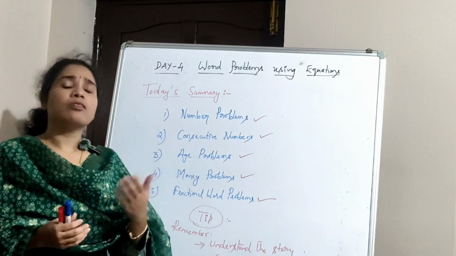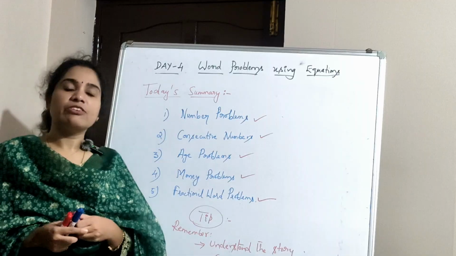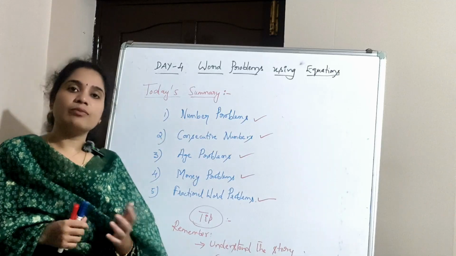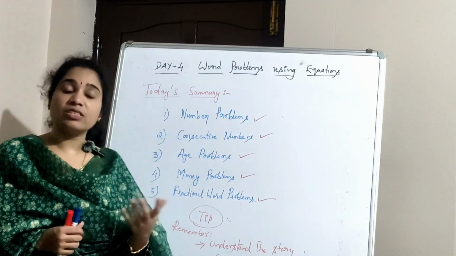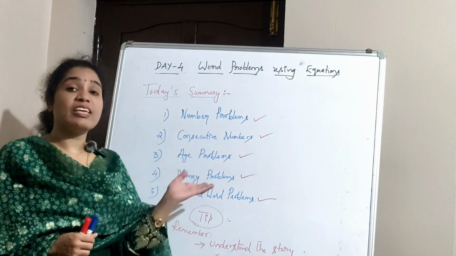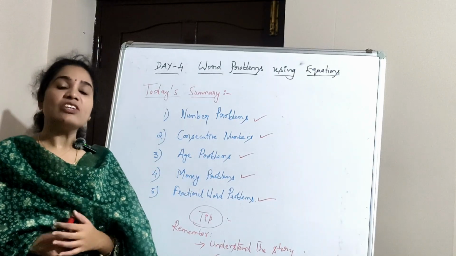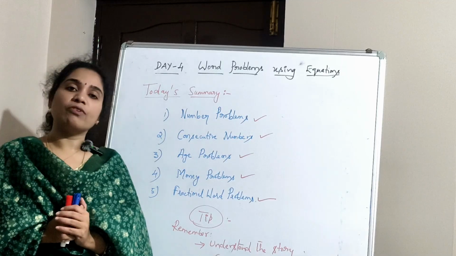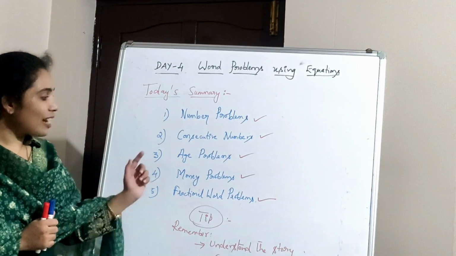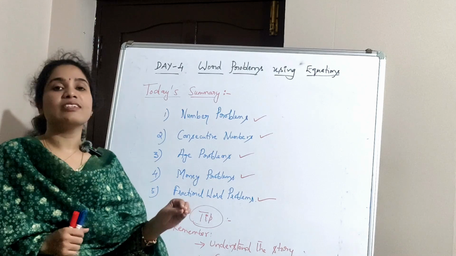Terms like sum mean addition, and difference means subtraction. Check the like terms, add them or multiply them. Check the consecutive numbers. If it is age problems, consider whether it is present, past, or future. Check all these things and solve step by step, then it becomes very easy for you. If you practice more problems, these word problems will be very easy for you.